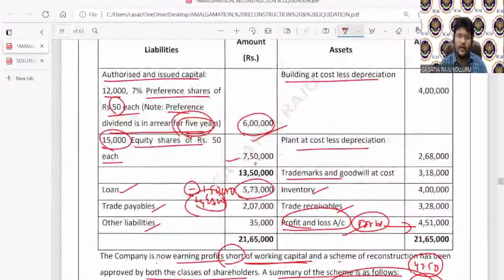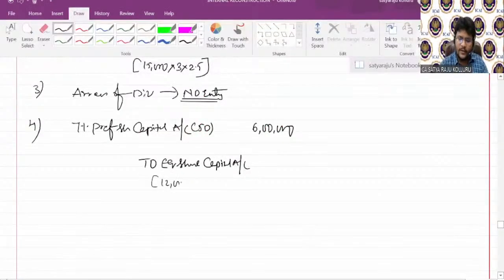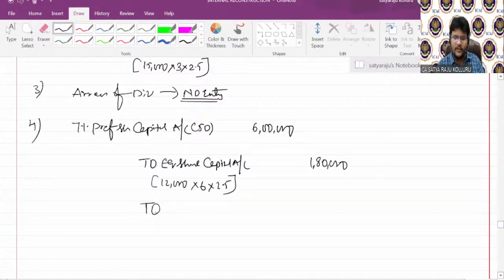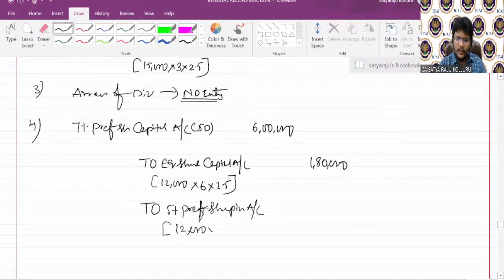So number of preference shares are 12,000. That means for each preference share, you are issuing 6 equity shares into 2.50 each. That is 12,000 into 6 into 2.5, which I got 1,80,000. As well as you are issuing the preference shares. How much percentage of preference shares you are issuing? 5%. To 5% preference share capital account. Now existing number 12,000, I'm issuing 4 into worth of preference share. How much, guys? 10 rupees. 4,80,000. Now 4,80,000 plus 1,80,000 is equal to 6,60,000.